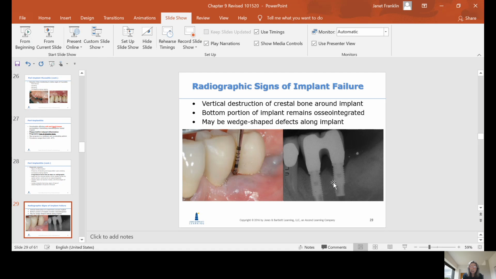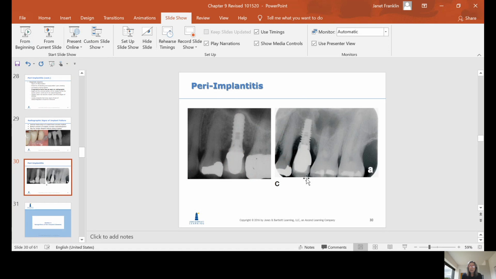And you can see that in these images here. This bottom part is still osseointegrated. At this point, these implants probably are not mobile. And at this point, if you can arrest the disease and keep it halted, the patient can probably hang on to these implants with good home care. Peri-implantitis, and here are some pictures of peri-implantitis. You can see that the alveolar bone dips down. They've lost that nice alveolar crest.